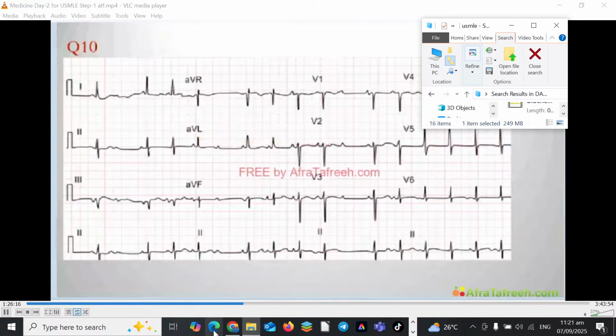Now, which strip should we first focus upon when you're trying to evaluate rhythms? So the first strip you need to focus upon is the second lead. The second lead. It is called as the rhythm strip.